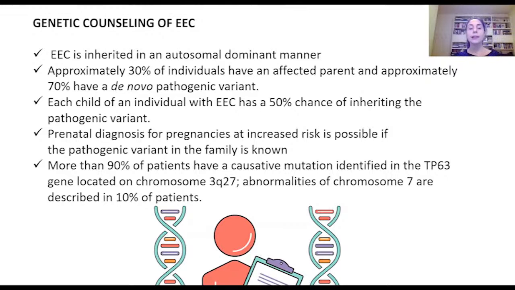So prenatal diagnosis is possible, but only if the pathogenic variant in the family is known. And each child of an individual with E.E.C syndrome has a 50% chance of inheriting the pathogenic variant. It's important also to know that in 90% of patients, the mutation is located in the gene TP63 on chromosome 3, but in 10% of patients, there are abnormalities of chromosome 7.